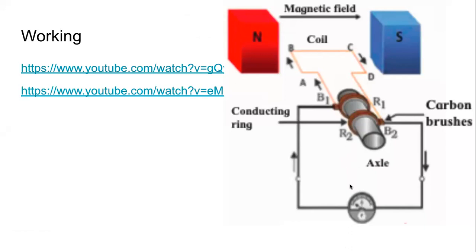Before that, based on what you have watched in the video, do you think the diagram that is given in the textbook is correct, or do we need to make some changes in the diagram?